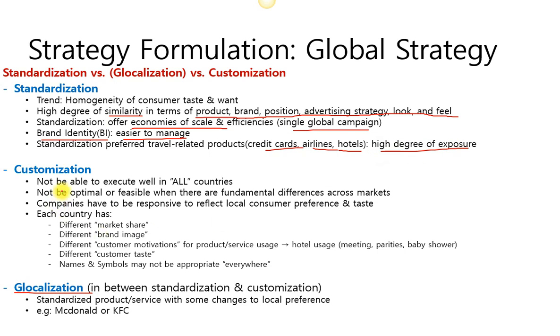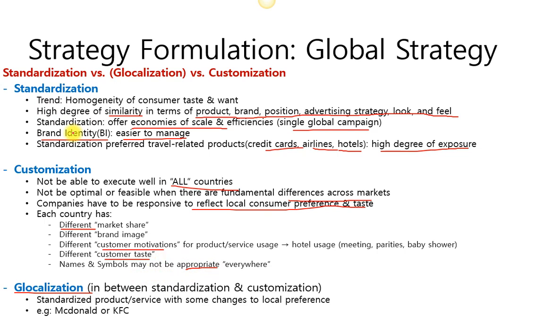Whereas customization, they usually pursue a customization strategy when you know that it's not going to work for all countries, and there are differences across markets. Okay? And you have to reflect the local consumer preferences and taste. Because each country has different market share, different competitors, right? Different brand image, different customer motivations, different customer taste, yeah? It may not be appropriate everywhere.